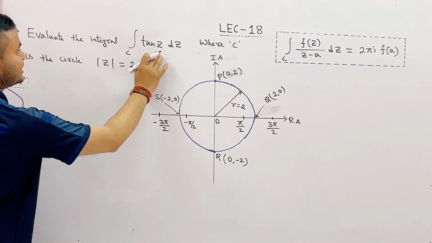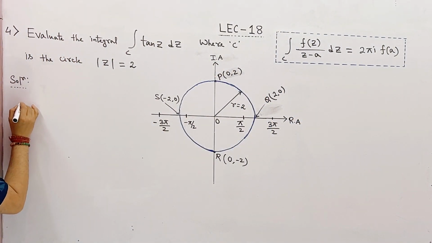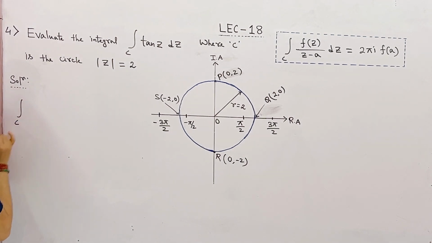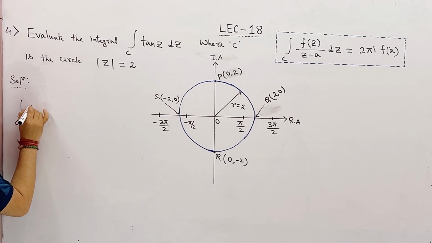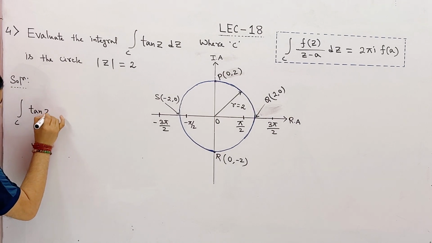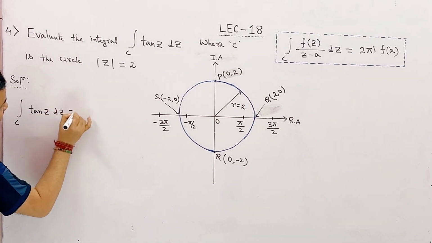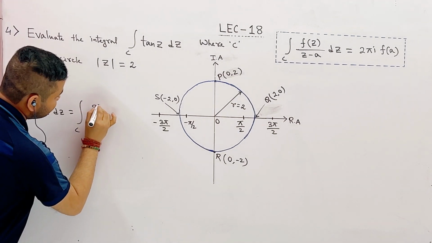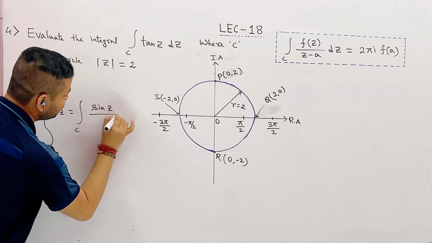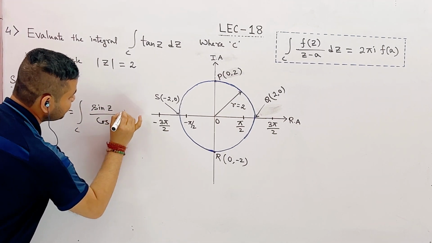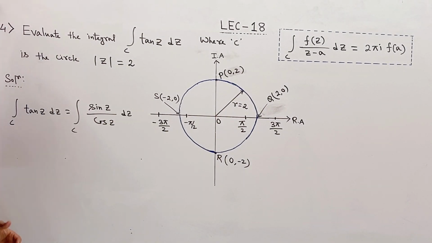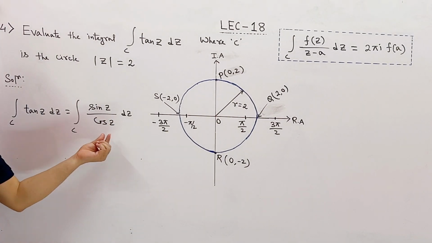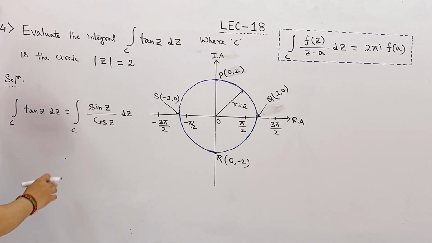We can write this integral in the following form: integration along curve C tan z dz is equal to integration along curve C sin z divided by cos z into dz. Our next target is to find out the singular points or poles.